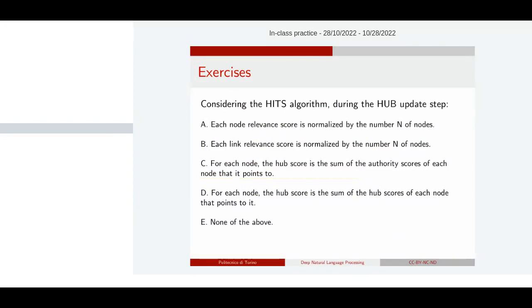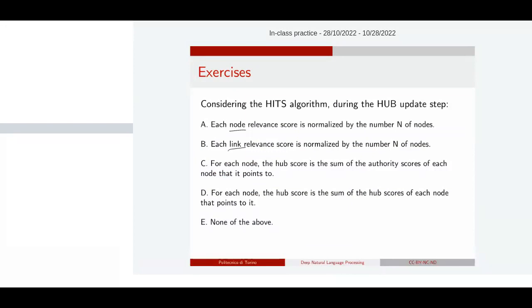Second exercise, then I will finish. This one is considering the HITS algorithm during the hub update step. What happens? A: each node relevance is normalized by the number of nodes, n. B: each link relevance score and node relevance score is normalized by the number of nodes n.